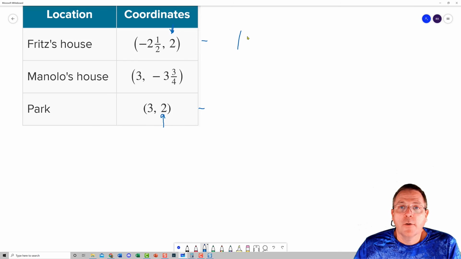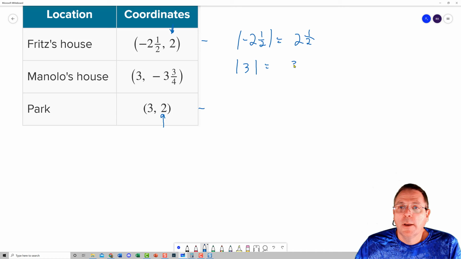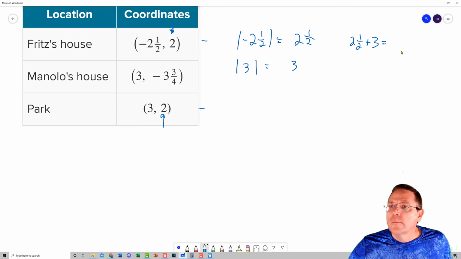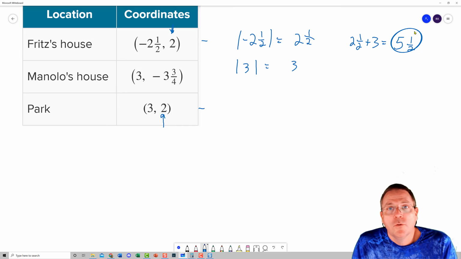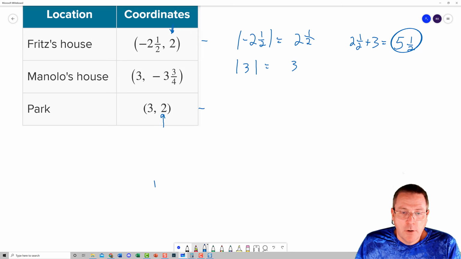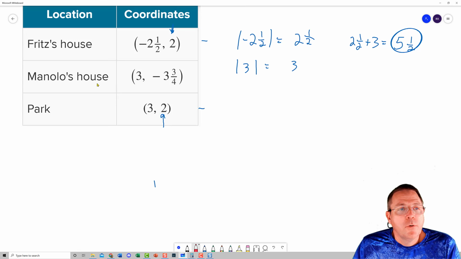So for Fritz's house, I'm going to say the absolute value of -2 1/2 is going to be a positive 2 1/2, and the absolute value of 3 is going to be a positive 3. And then I'm going to take 2 1/2 plus 3, and that is going to give me 5 1/2 as the distance from Fritz's house to the park.